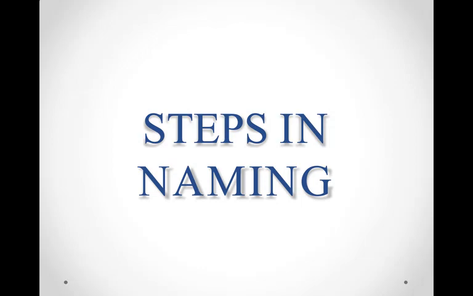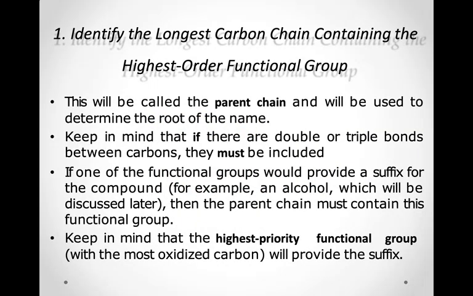So now I have the steps in the naming. First, you have to identify the longest carbon chain containing the highest order functional group. The highest order functional group can be determined from the priority chain, which I have shown in previous slides, and the longest carbon chain you have to decide, which is known as the parent chain, and will be used to determine the root of the name. And if there are double or triple bonds between carbons, they must be included. And if one of the functional groups would provide a suffix for the compound, then the parent chain must contain this functional group. You should always keep in mind that the highest priority functional group will provide the suffix.